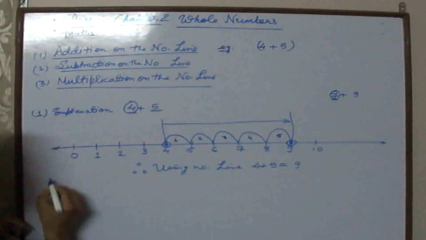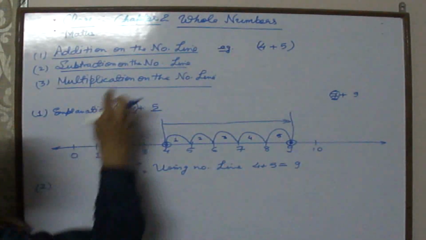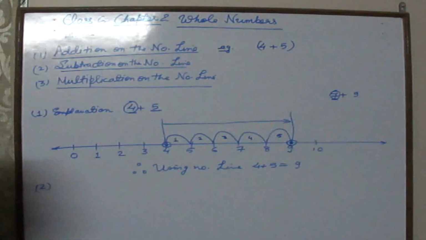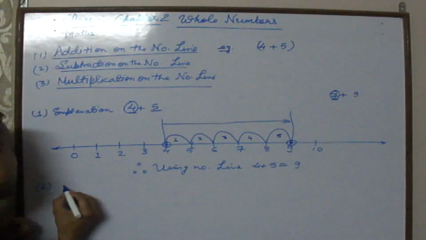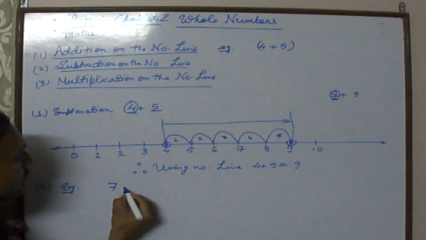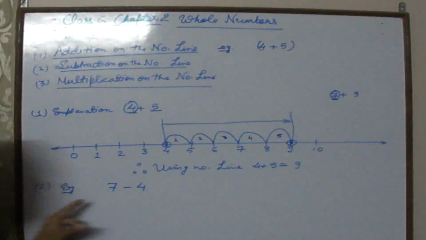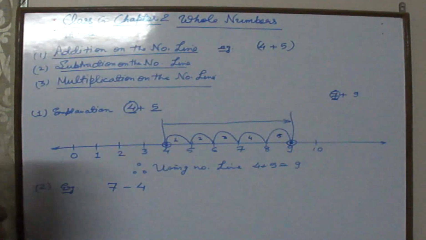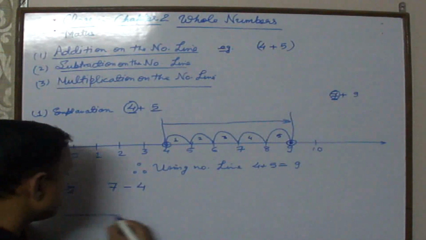Now secondly, we have to subtract on the number line. How do we subtract on the number line? Let us again take one example to illustrate this. I am taking 7 minus 4. We have to subtract 4 from 7. So how will we do this? Again we have to make one number line.